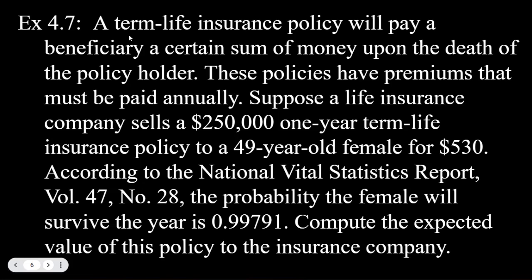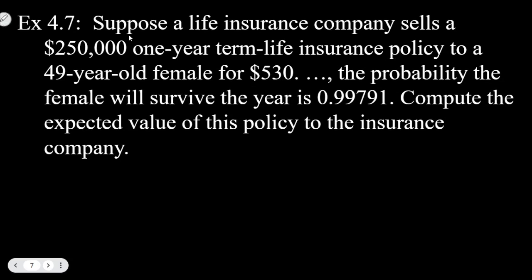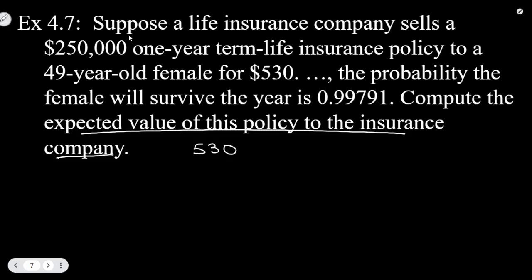So let me go to the next screen so I have some space to work. So here are the important values. When we look at this, we're finding the expected value of this policy to the insurance company. So the insurance company is guaranteed to get $530. So that is a probability of 1. They are guaranteed to get that money because that is what they charge for that term life insurance policy. That's what it says right here. So they are guaranteed to get that $530.